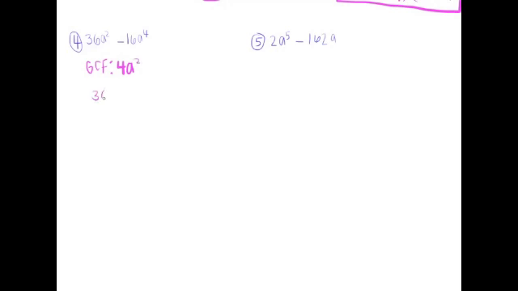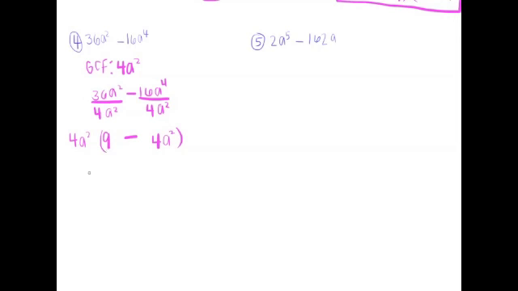Let's rewrite the original problem. Divide by the GCF. Okay, so what do I have? 36 divided by 4 is 9, and the a squareds cancel out. 16 divided by 4 is 4. A to the fourth divided by a squared is a squared. Close it. The GCF I rewrite on the outside.